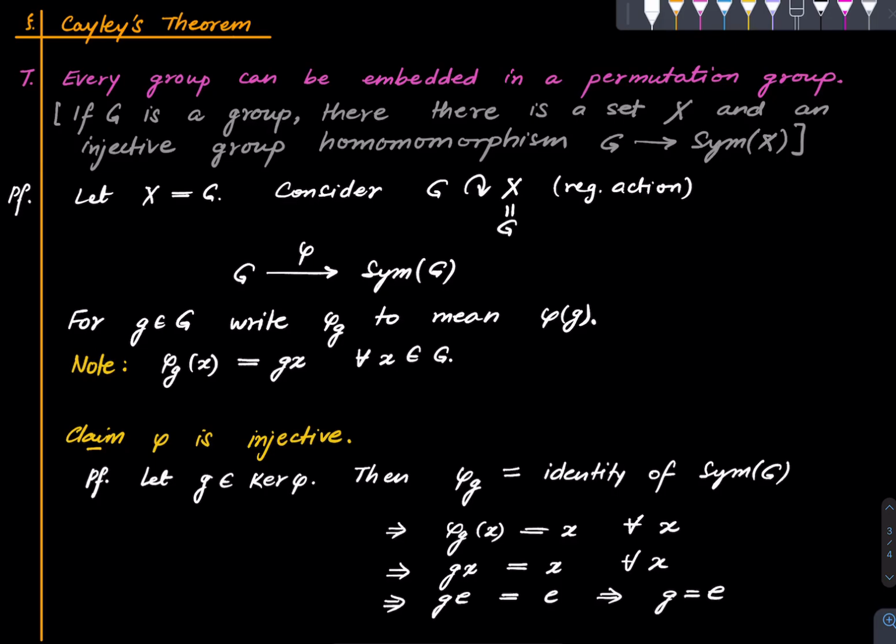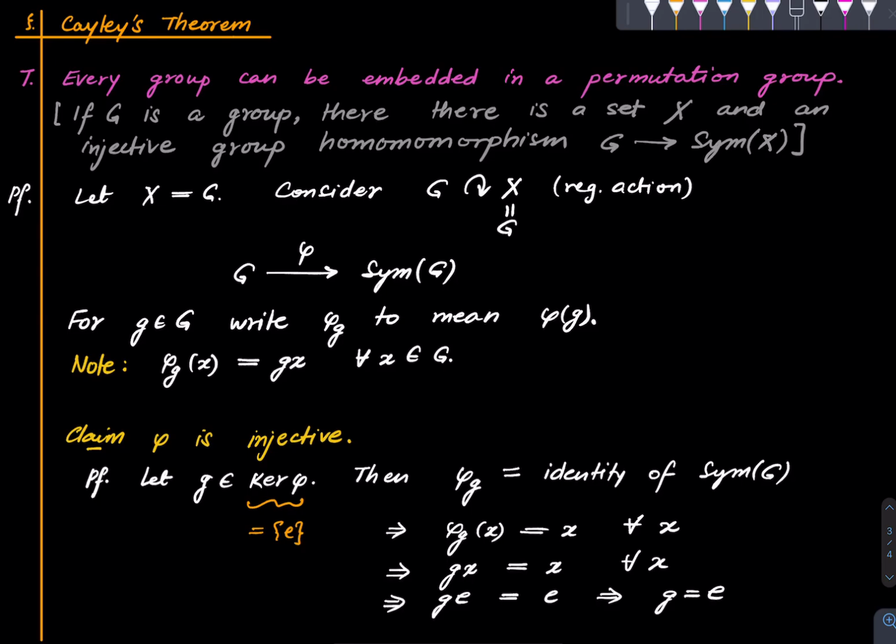And therefore, the kernel of phi is trivial. So what we have shown is that this thing is actually equal to the trivial subgroup, and therefore phi is injective. So that's it. That finishes the proof. This is what we wanted to show. We wanted to find a set X such that you can embed G inside the permutation group of X, and that's what we just did. So the regular action immediately leads to the proof of Cayley's theorem.